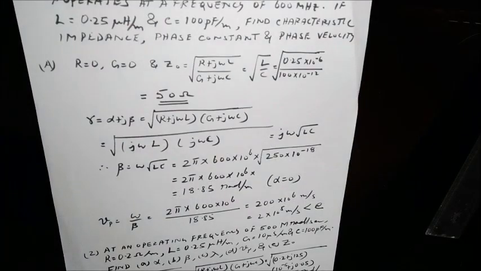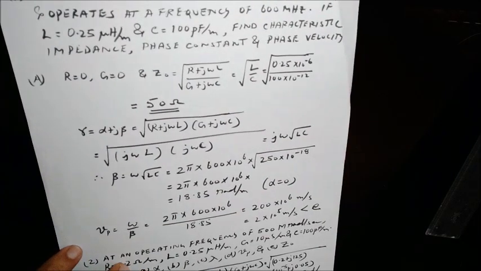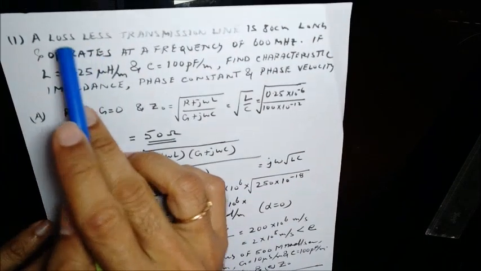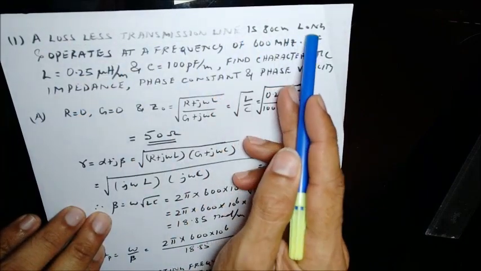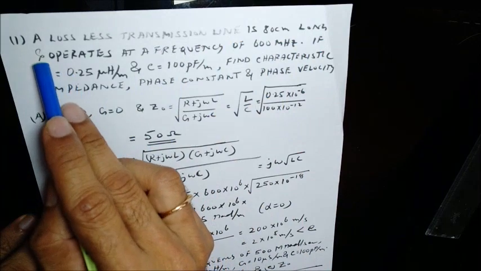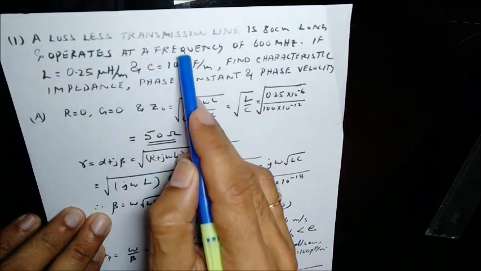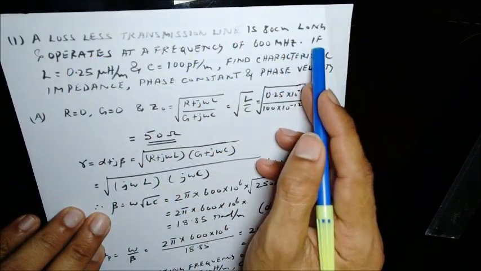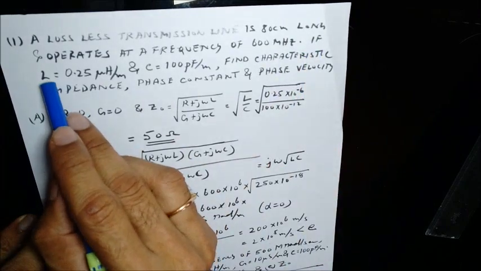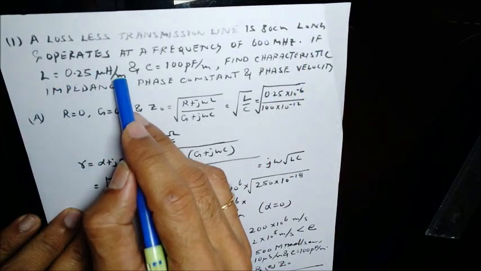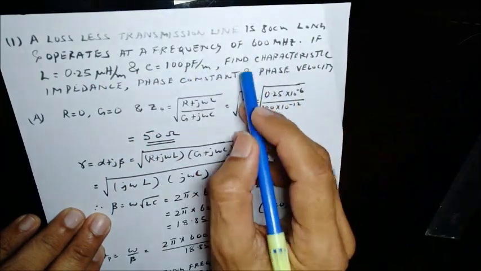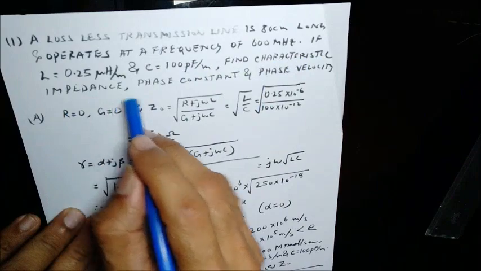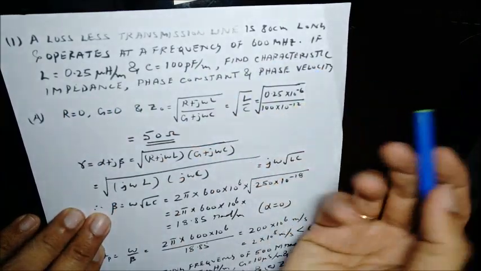So let's discuss the first problem. A lossless transmission line is 80 centimeters long and operates at a frequency of 600 megahertz. If L is 0.25 microhenry per meter and C is 100 picofarad per meter, we have to find the characteristic impedance, phase constant, and the phase velocity.